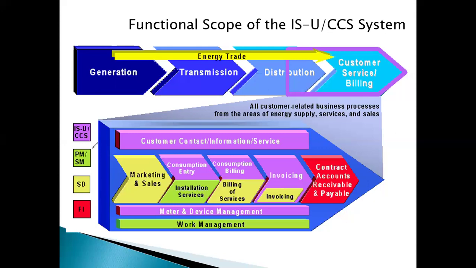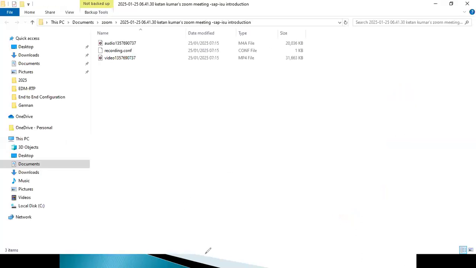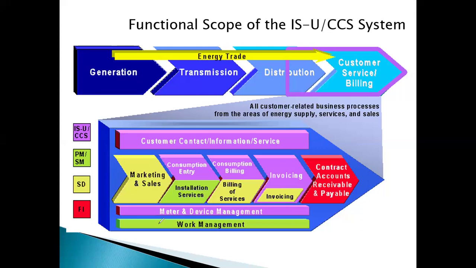On top of that, we introduce new modules like meter and device management on top of work management. So work management is coming from PM and SM. Some part of PM and SM they combine and they create it as work management. Similarly, meter and device is on top of work management.